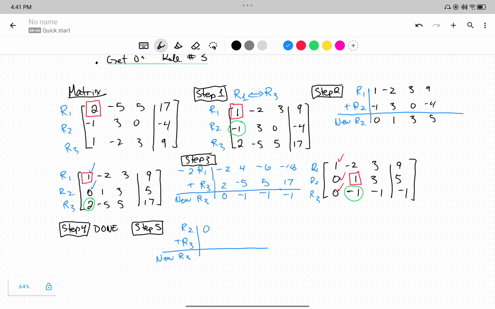Okay, so 0, 1, 3, 5, 0, minus 1, minus 1, minus 1. That's a 0, that's a 0, that's a 2, and that's a 4. Let's write in our answer. That's your new row 3. So 0, 0, 2, and 4. And then 0, 1, 3, 5, 1, minus 2, 3, and 9.